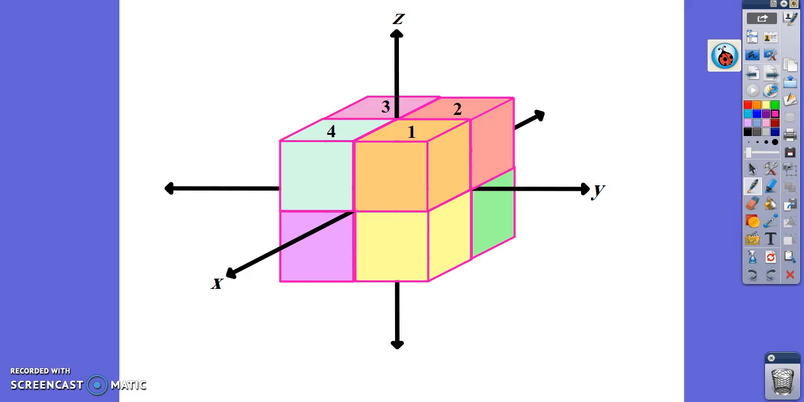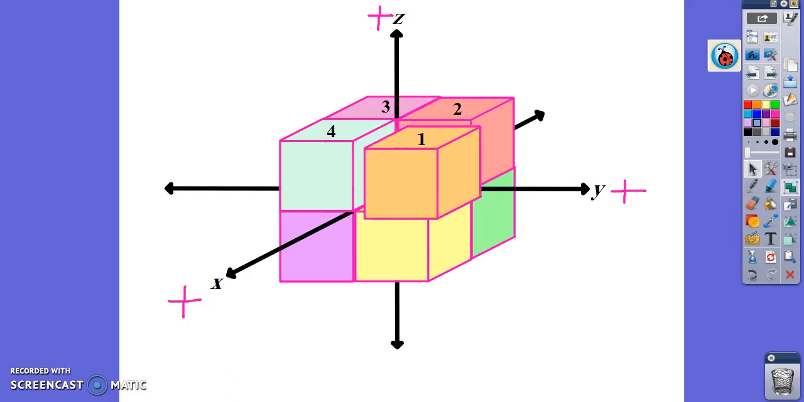And what are these cubes? Well, this cube number 1 represents Mrs. Backlund's classroom. Okay? And that's because we're considering this to be positive x, and this to be positive y, and this to be positive z. And so in the first area, that's what we're going to call where everything is positive.